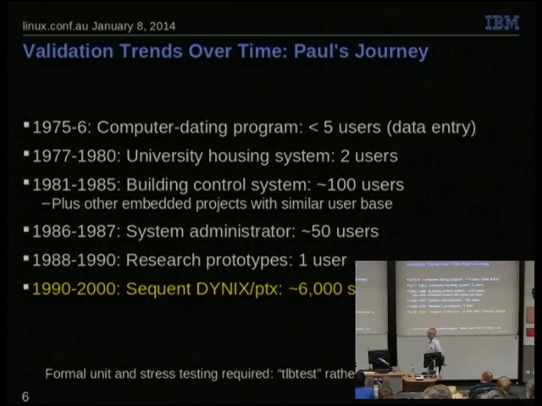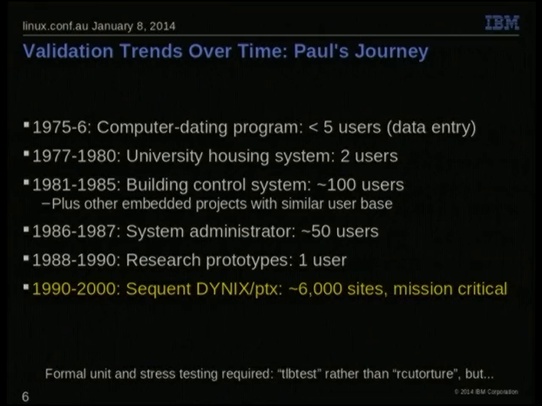Went to work for a company called Sequent that did a database server system, a parallel one. And we had up to about 6,000 sites. And it was doing mission-critical things. It was used heavily by businesses, their quarter close, and sometimes their manufacturing depended on it. And suddenly, we really needed a lot more formal stress and unit tests and also a lot of the heavy-duty stress tests. We called it TLB test rather than RCU torture, but it did the same thing plus a few other things. So part of it is just how many users you have.